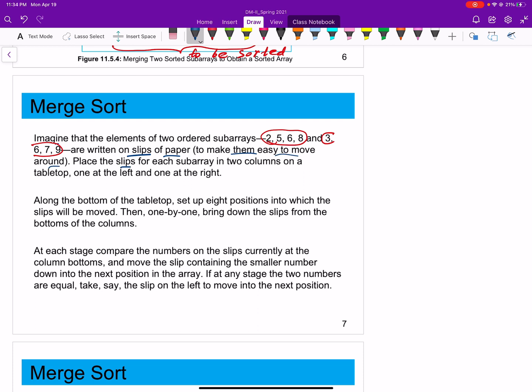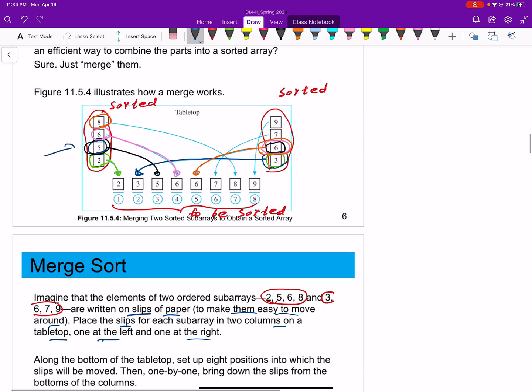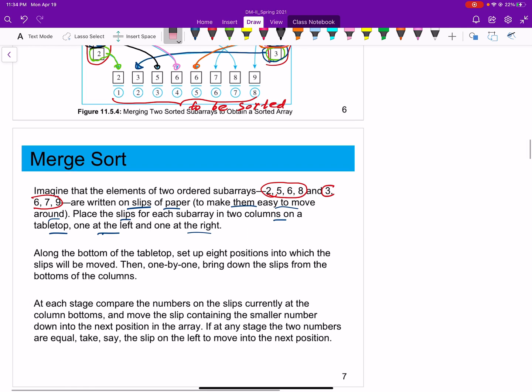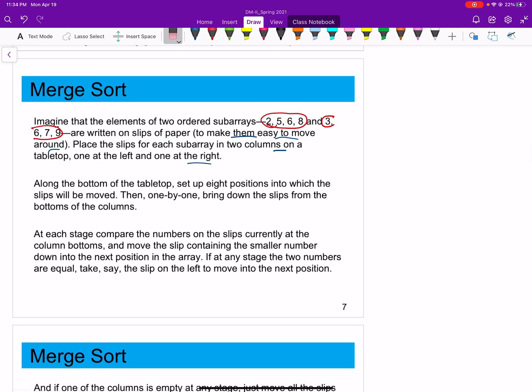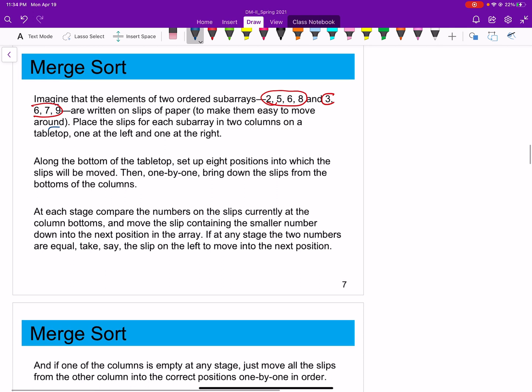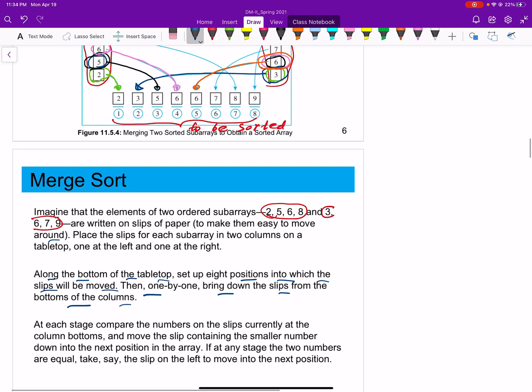Place the slips for each subarray in two columns on a tabletop, one at the left and one at the right. Along the bottom of the tabletop, set up 8 positions into which the slips will be moved. Then one by one bring down the slips from the bottom of the column. These are the locations that we are going to fill.